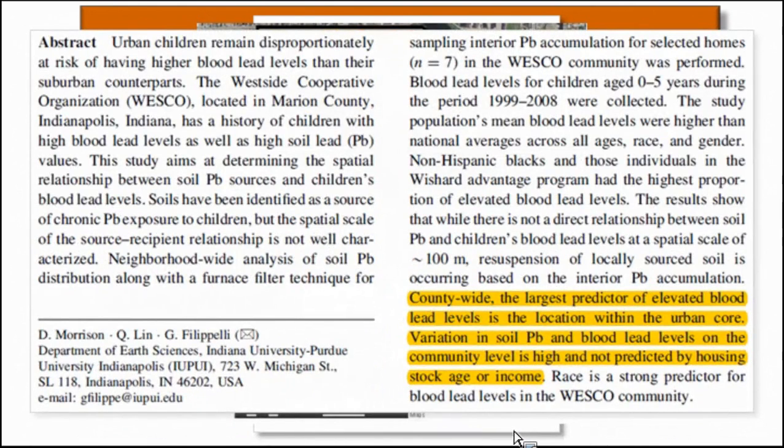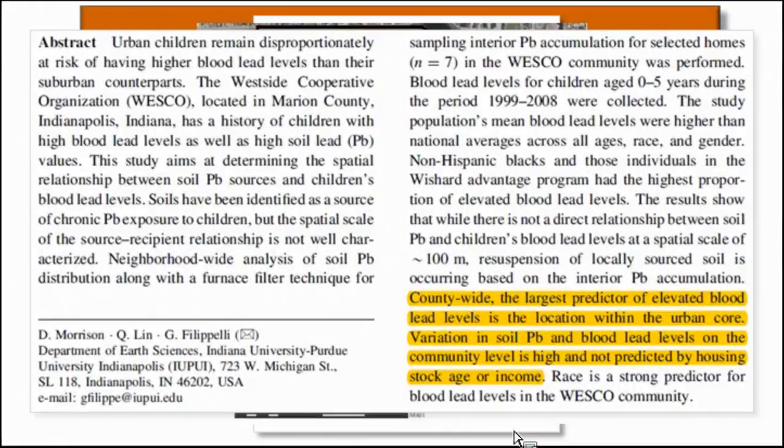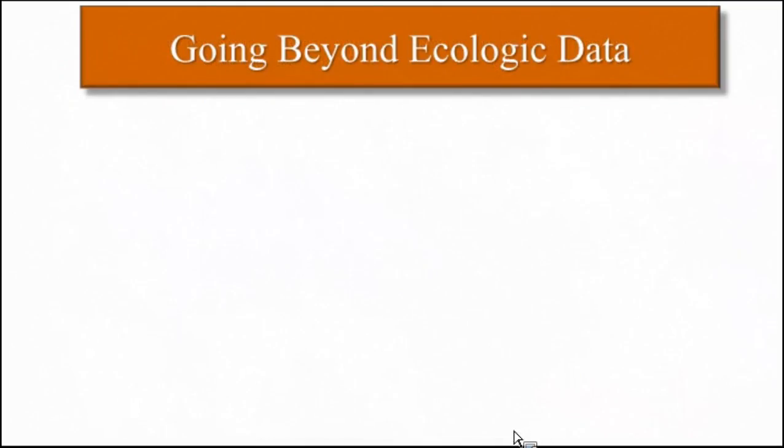I want to read the conclusion in the abstract. It says, countywide, the biggest predictor of elevated lead levels is the location within the urban core. Sorry, this is not coming up on my screen here, so I can't see it. Variation in soil pH and blood levels on the community level is high and not predicted by housing stock or income, which means it ain't eating paint. This is actually coming from the soil. I'm sure I'm not telling any of the public health guys in the audience anything, and I appreciate it. It tells me a lot because I'm ignorant about these things.